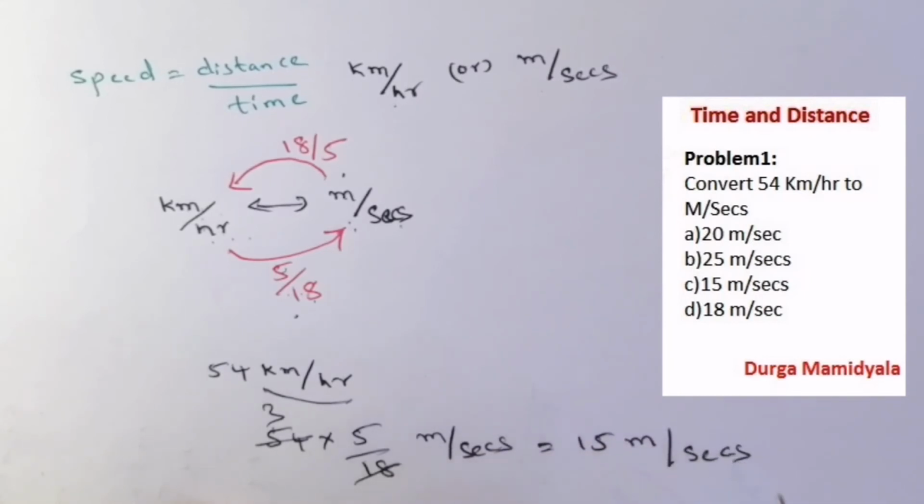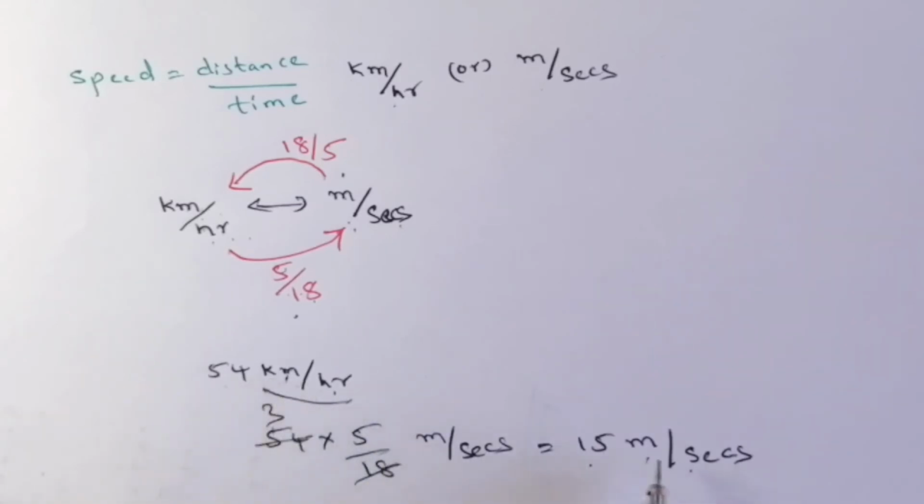You should understand the point very clearly: for 1 second, how many meters does it move? 15 meters. And for 1 hour, how many kilometers does it move? 54 kilometers. These are the important things. You should understand the concept by seeing these formulas and these units. Like this, we can convert kilometer per hour to meter per second.